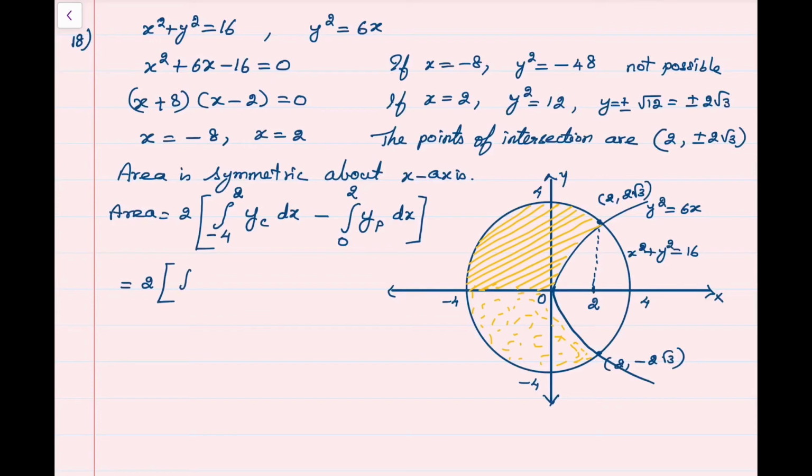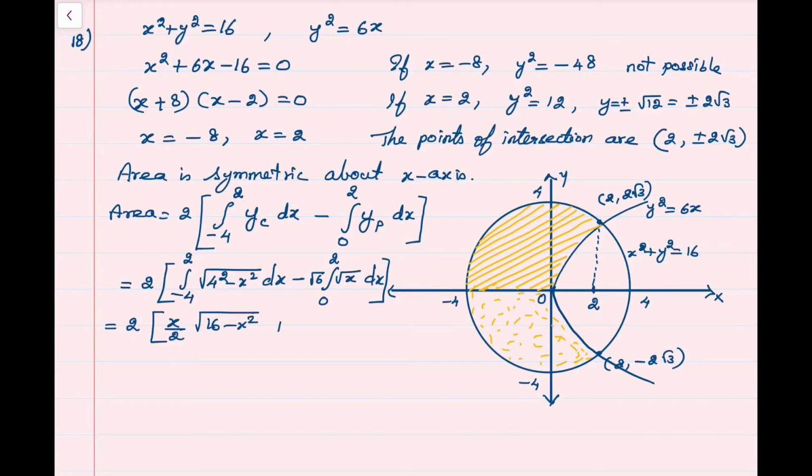2 times integral minus 4 to 2 of y, from the circle equation is root of 4 square minus x square, times dx, minus integral 0 to 2 of y, from the parabola equation is root 6 times root x dx. 2 times, x divided by 2 root of 16 minus x square plus 16 divided by 2 sine inverse of x divided by 4, and the limits are minus 4 to 2, minus root 6 times x power half plus 1, which is 3 by 2 times 2 by 3, and the limits are 0 to 2.